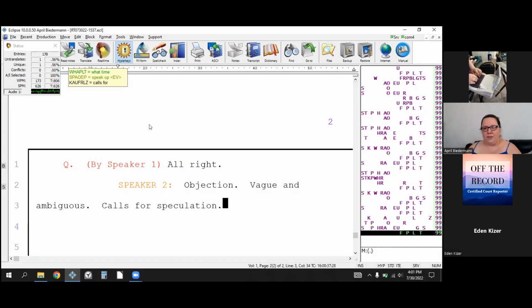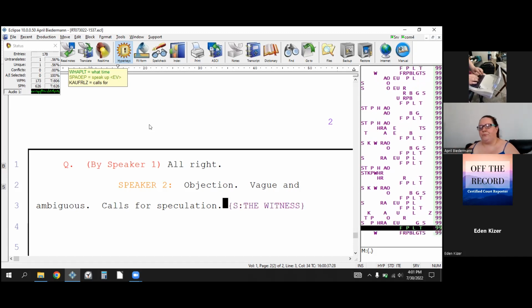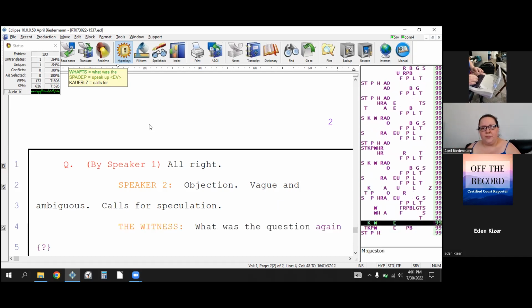You put all of that after you hit the screw speaker ID, which is for speaker 2. And then let's say the witness speaks right after the objecting attorney, the opposing counsel, said their objection on the record. Then let's say the witness says, what was the question again? So you don't hit the A bank.